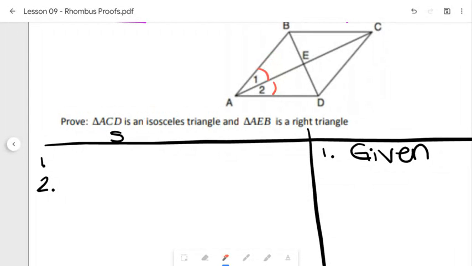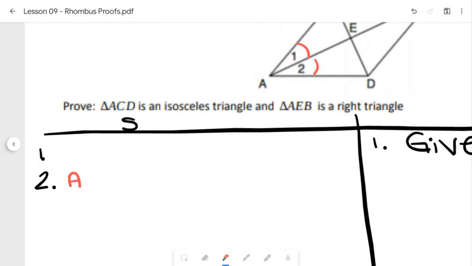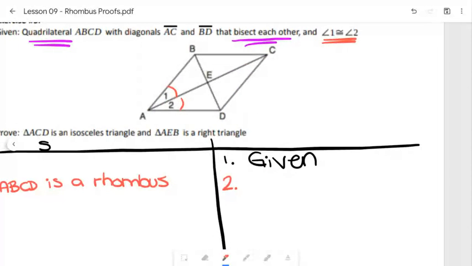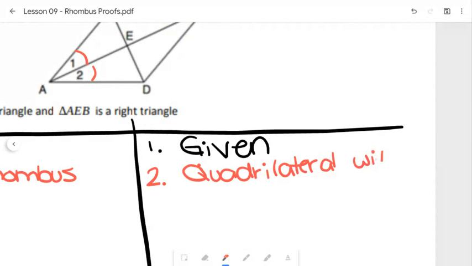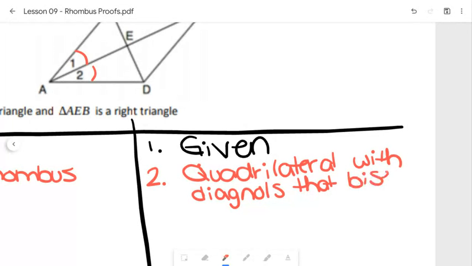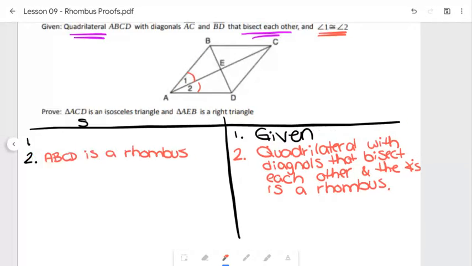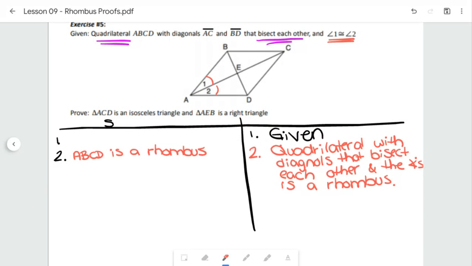So I could have done that in two separate steps, say why it's a parallelogram and then say why it's a rhombus. But if I jump in here, ABCD is a rhombus. That's going to be the first step that I say. The reason is: a quadrilateral with diagonals that bisect each other and the angles is a rhombus. Okay, so that just has to be the case. So if it's a quadrilateral with diagonals that bisect each other and the angles, it's a rhombus.